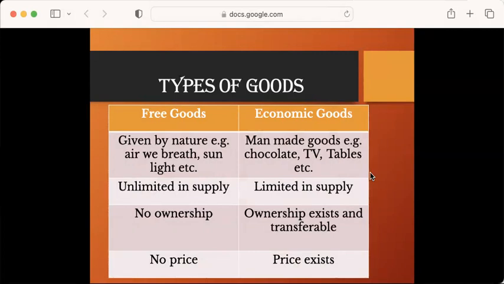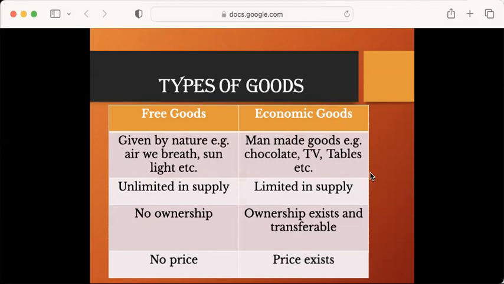For example, there's plenty of sunlight during the day, and there is plenty of air, oxygen, for all of us to breathe. So they are unlimited in supply, and there is no ownership for these goods, and there is no price as well. We don't have to pay for the sun or the air that we breathe. Because of this, we call it a free good. And since it's unlimited in supply, it doesn't become a matter of economics as a subject to study.